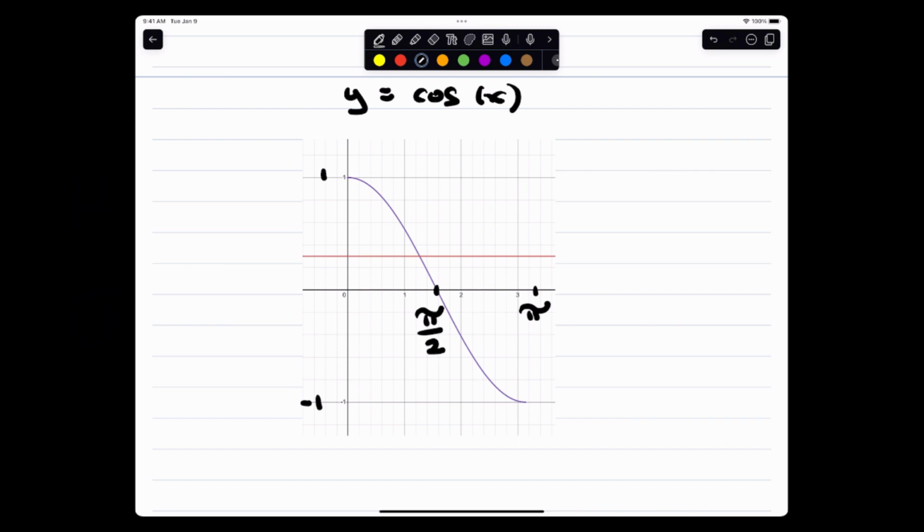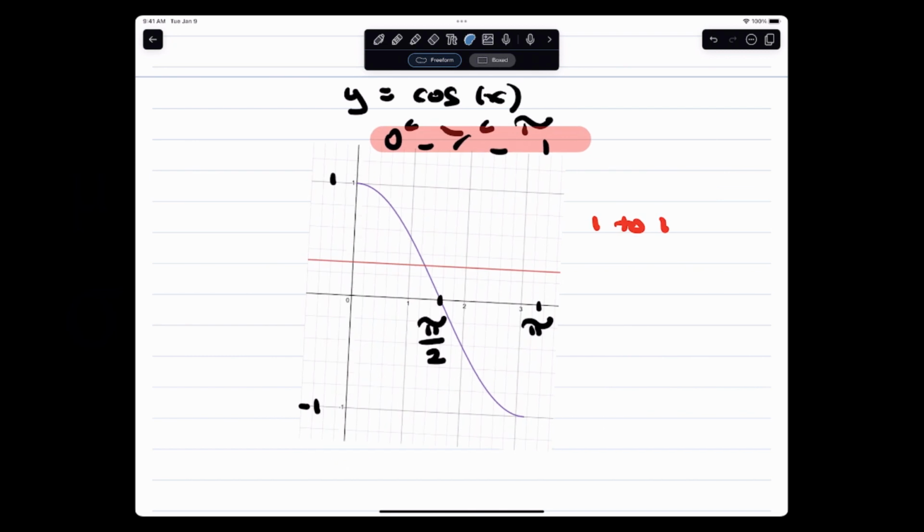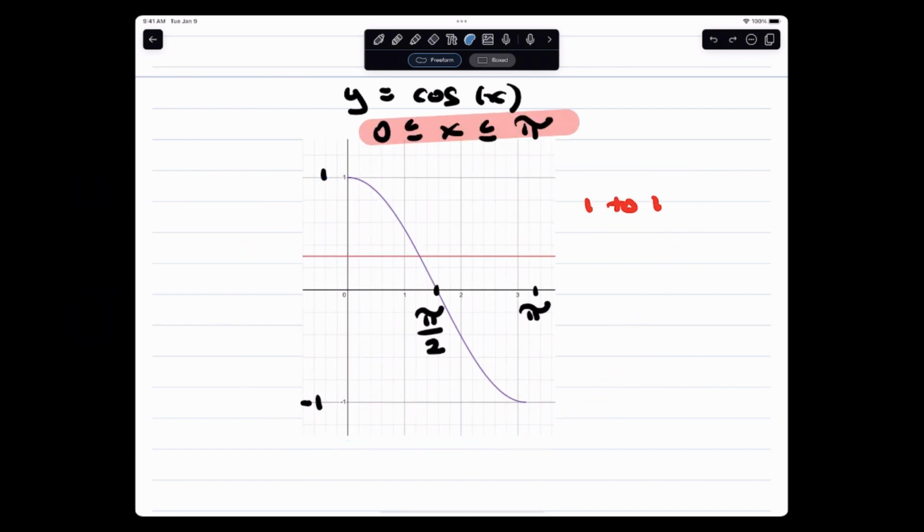Okay, so you say, how did we restrict this? Cosine is defined now from 0 to pi. This now makes this one-to-one. So I want you guys to know this is a restricted domain. I want you guys to know the y values, by the way, are between -1 and 1.